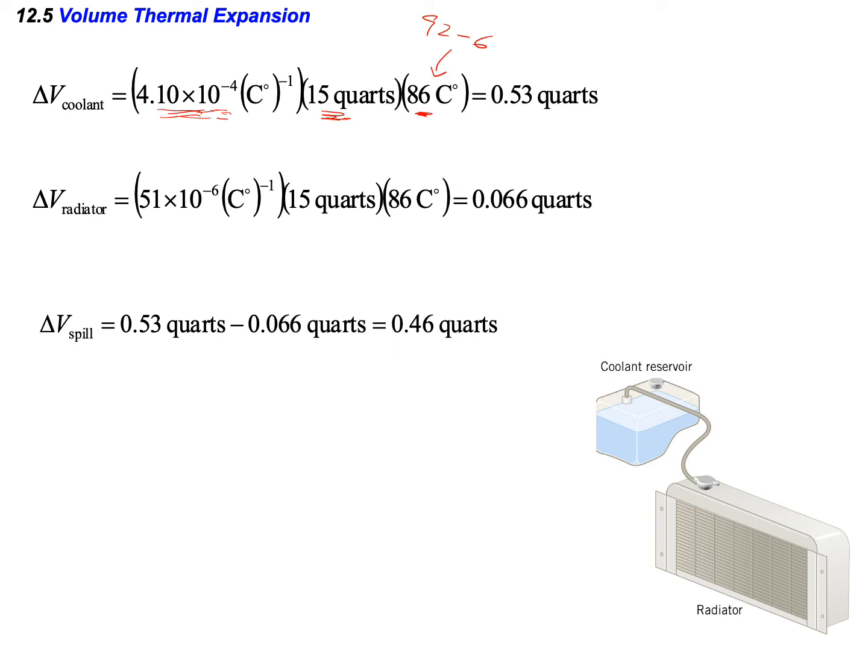The difference, delta V coolant minus delta V radiator, is the amount of coolant that expands and flows into this reservoir. Here it shows the volume expansion coefficient of the coolant, the initial volume, and the temperature change 92 minus 6, which goes to here, and 0.53 quarts. And then the volume expansion of the radiator is the copper expansion coefficient, volume, and the temperature change. So if you subtract one from the other, 0.46 is the difference.